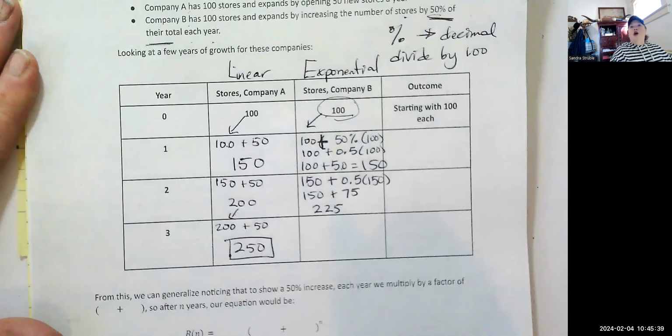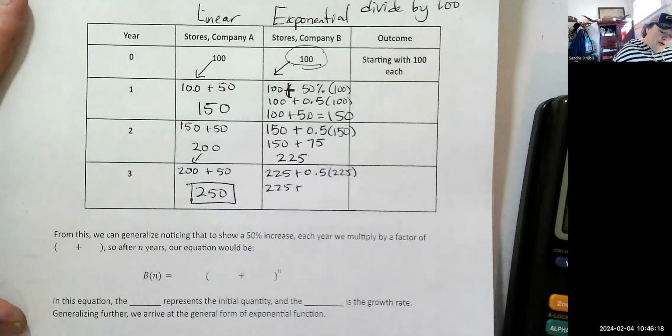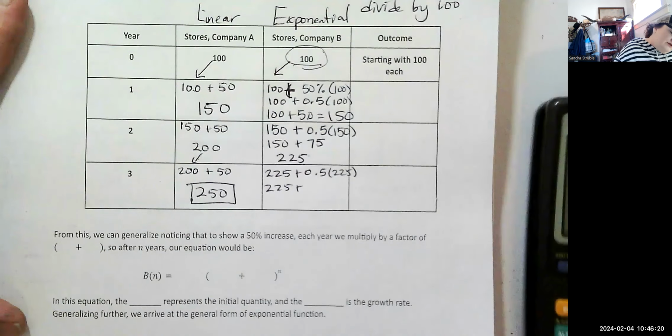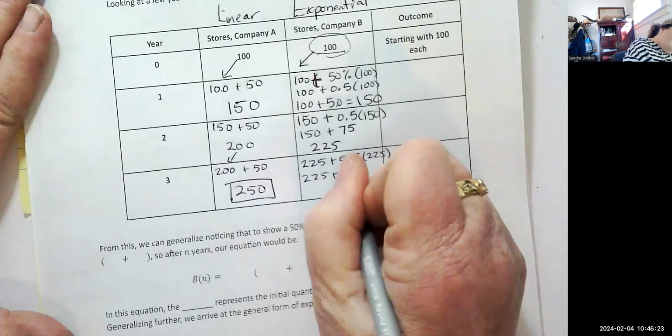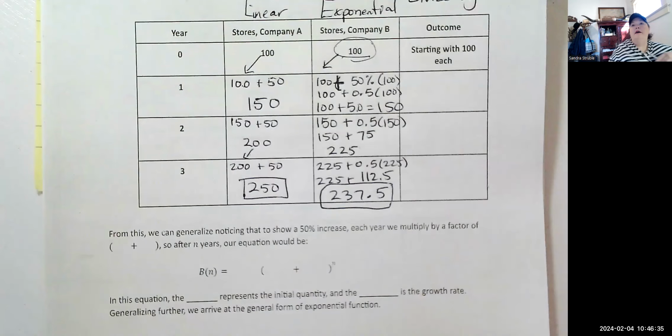225 plus 50% of 225. So that's 225 times 0.5, which is 112.5. So that's 337.5 stores. Now, for a conversation on this, maybe the 0.5 is they're halfway through building another store.